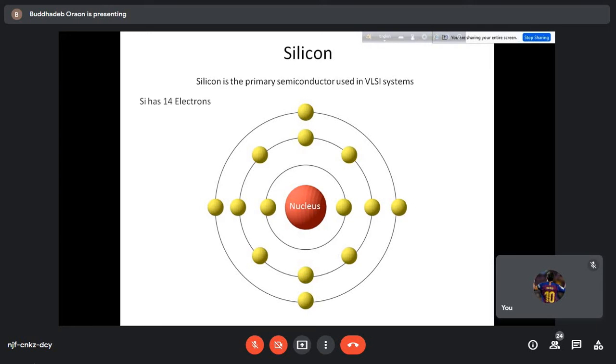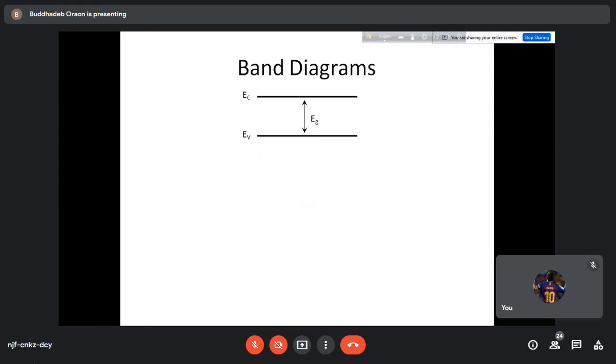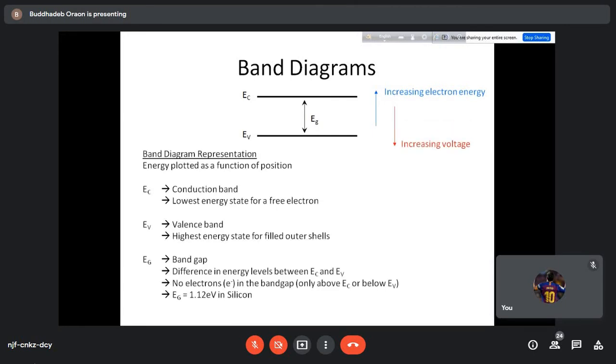So this is one idea from silicon. As you know, silicon at room temperature or at low temperature behaves like an insulator.